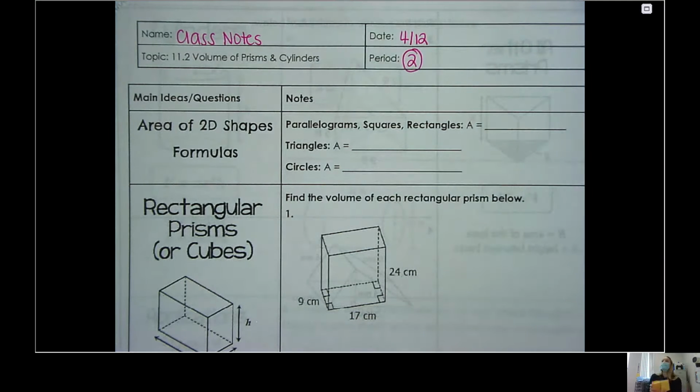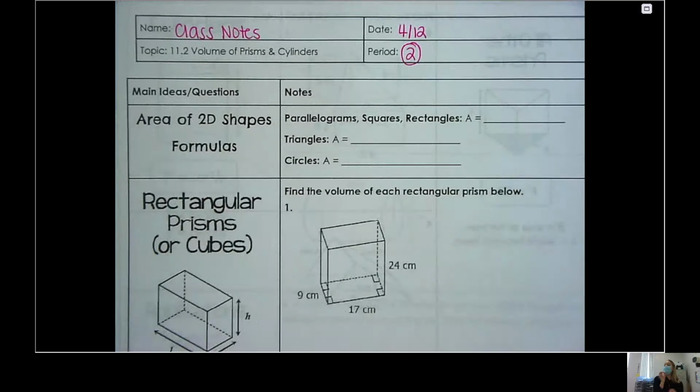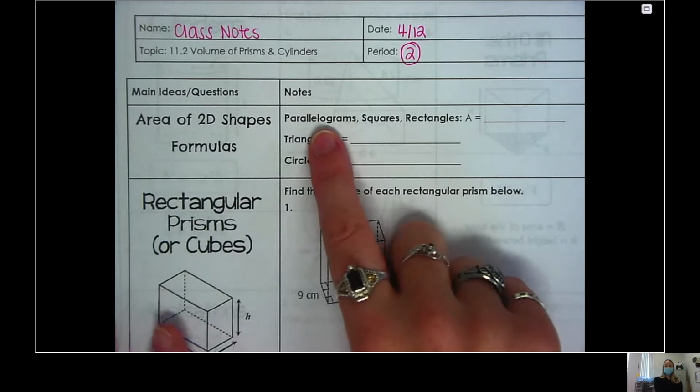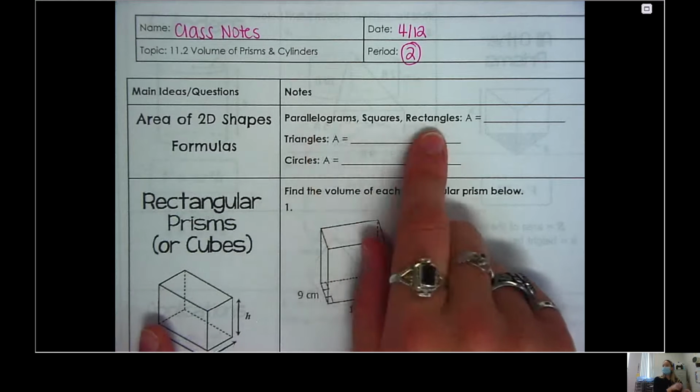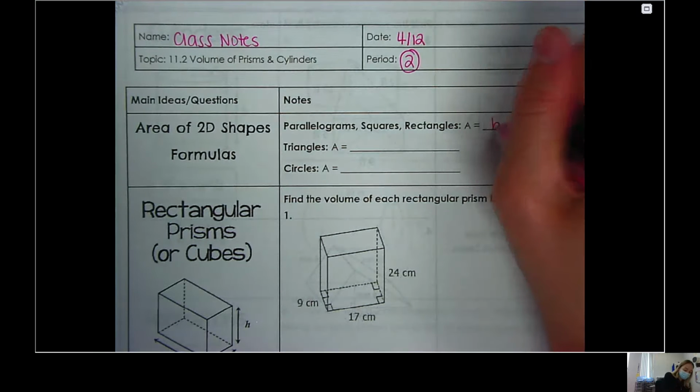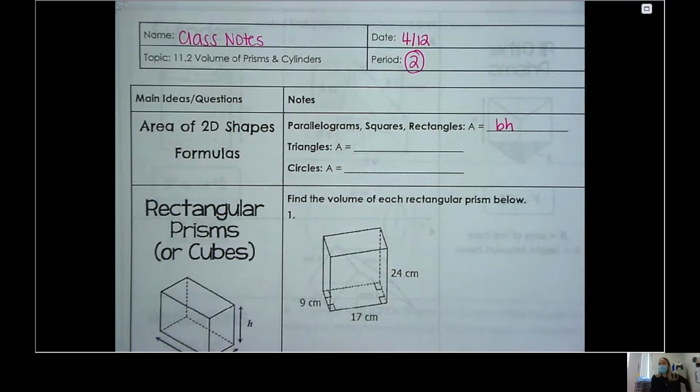So before we get started on our 3D shapes, we're going to do a quick review of our 2D shapes. So we know some different area formulas. Area, right, is all the space on the inside. Who remembers what the area formula is of a parallelogram, a square, or a rectangle? What's that equation? Base times height. Perfect. That's it. Base times height. Fantastic. What about a triangle?